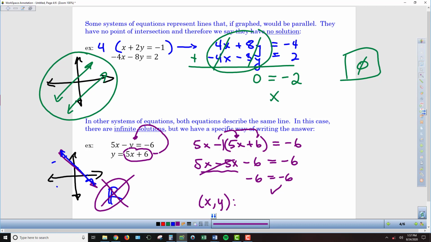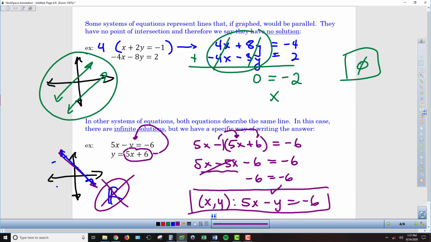It's every ordered pair. It's every xy coordinate that works in, and then we're going to write either of the two equations. So I'm going to go ahead and pick the top one here just because it's first, but I could have just as easily written the bottom one because that is the exact same line. So what this answer is saying is it's any ordered pair, any coordinate that works when you plug it into that equation that we see in front of us.